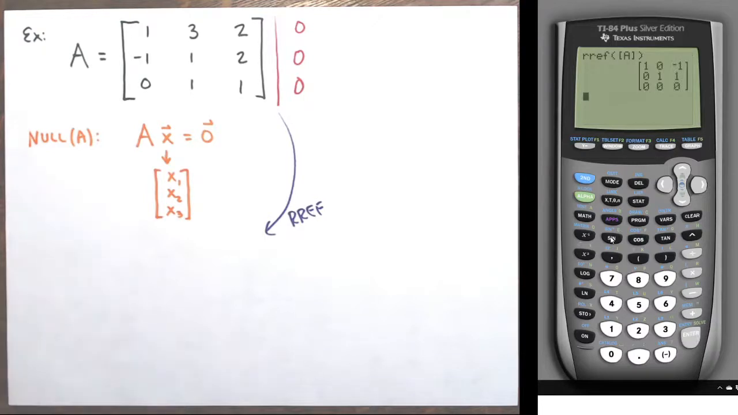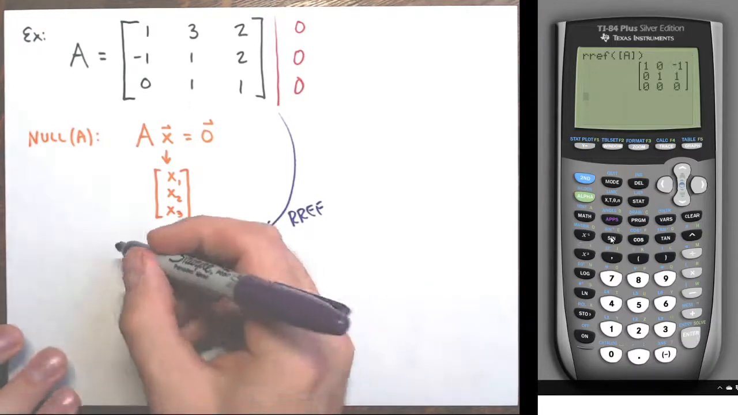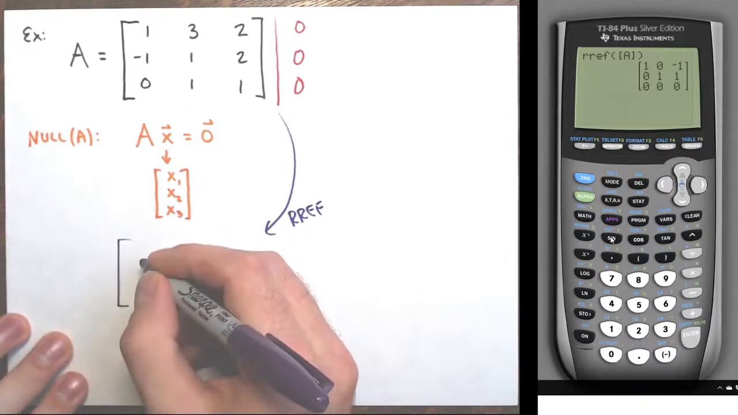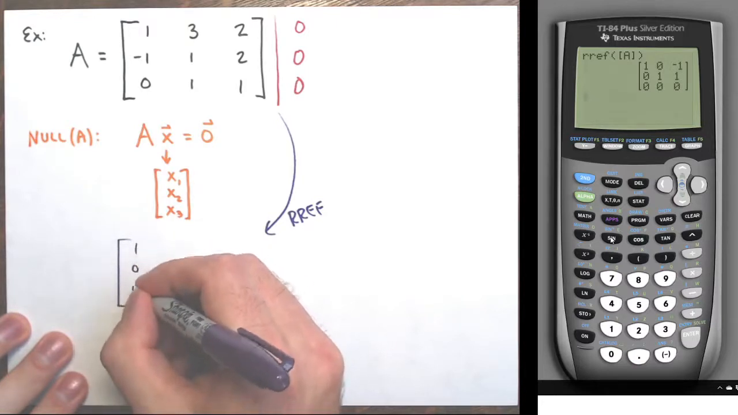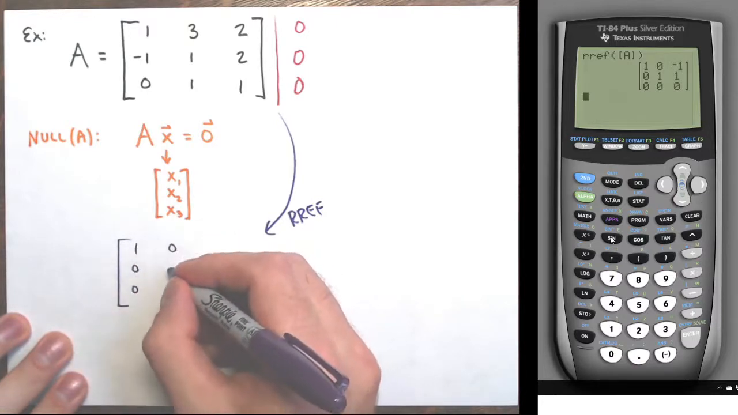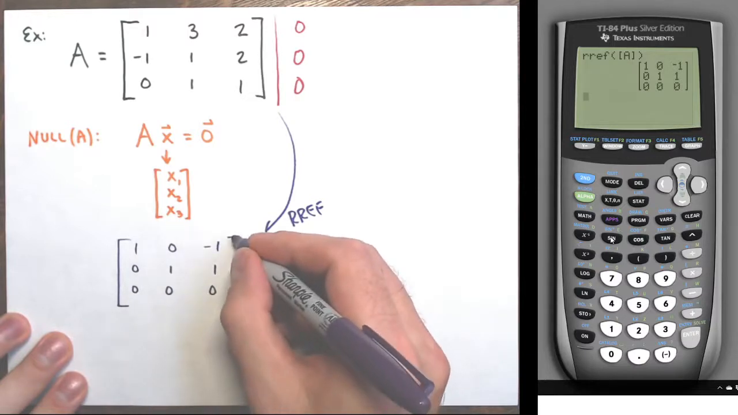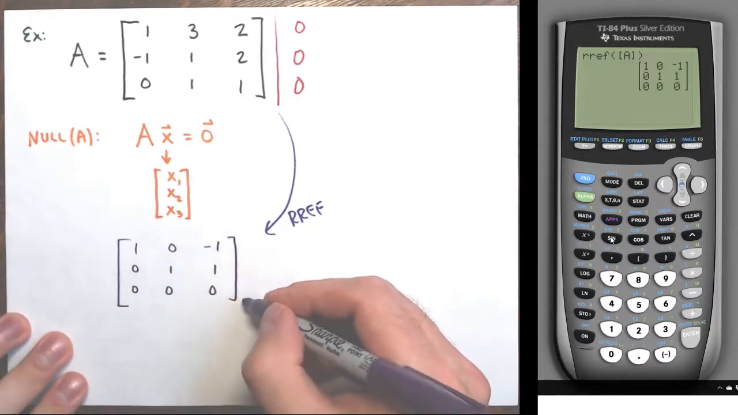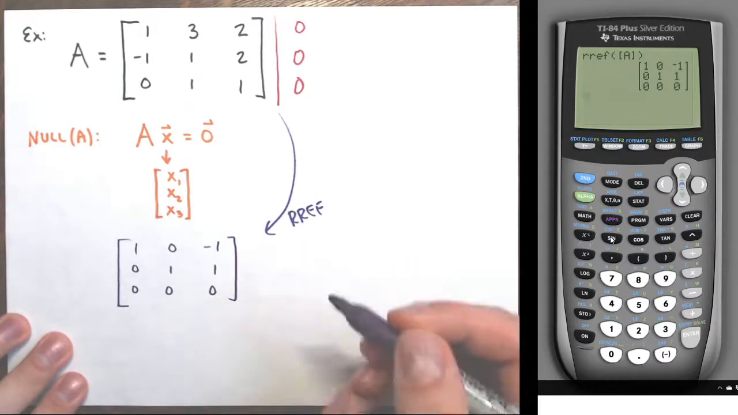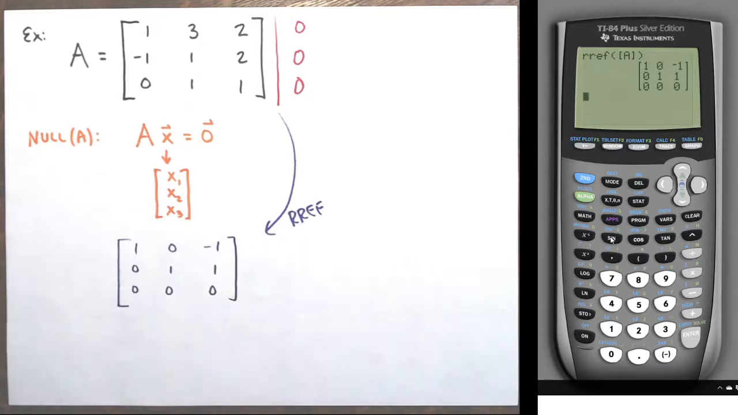Okay, so here it is. So we have 1, 0, 0 for the first column, 0, 1, 0 for the second column, and then -1, 1, 0 for the third column. And again, don't forget you just imagine there's this bar and a bunch of zeros on the other side, equals 0, equals 0, equals 0.